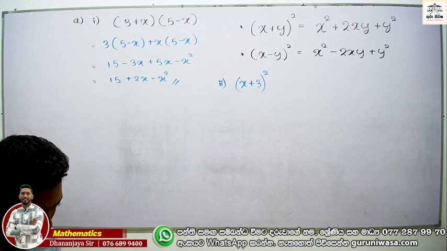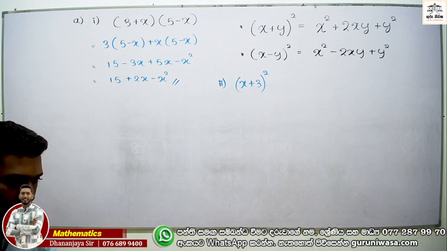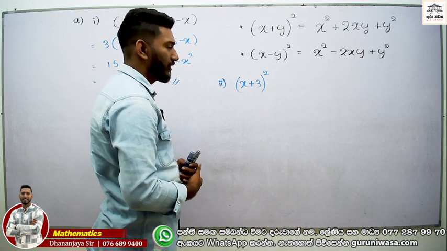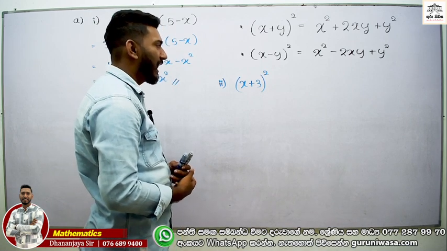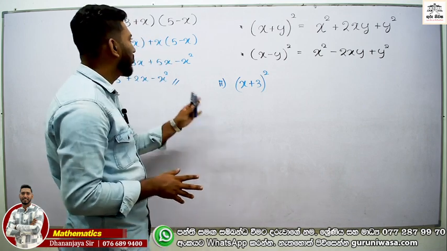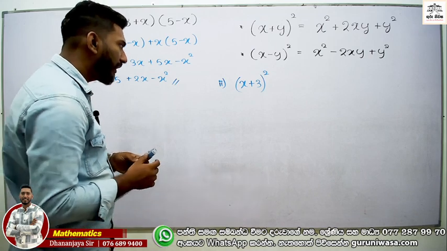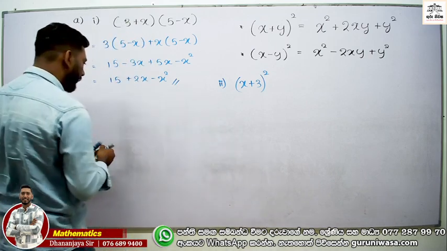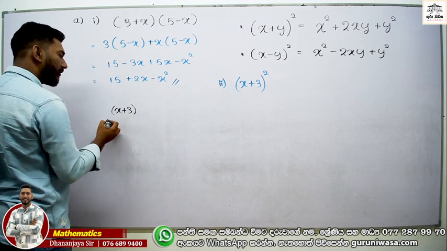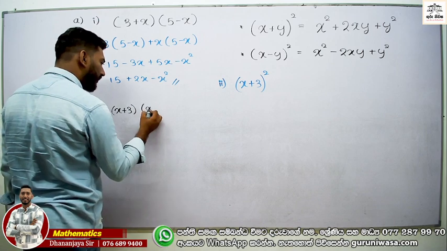So the answer is x squared plus 6x plus 9. Yeah, well done. Right? And some students, there are two methods, right? Like this, x plus 3 to the power of 2 means x plus 3 into the x plus 3.